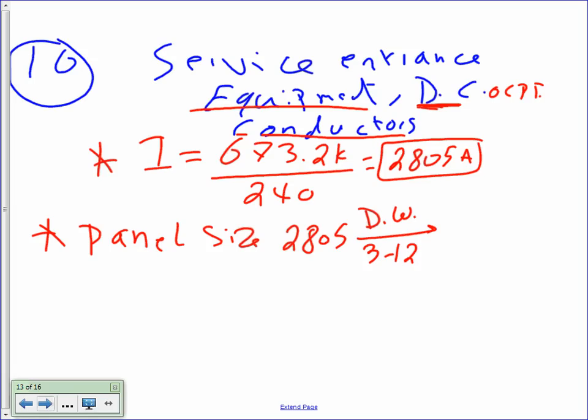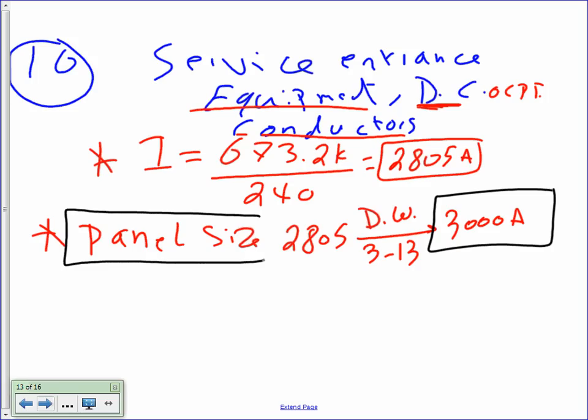Actually, you can't get it in 3-12. It has to be switchgear because panels go all the way up to 600. So we're going to go to switchgear design, and in switchgear design, it's a single phase. So what's my next standard? 2500. Everybody got that one? Right here should actually be 13, not 12. So I have to have a switchboard at single phase, my option is 2500, but no, you have 2805. 2500 is not going to make it. So you have to go to the next standard. What is it? 3000. So I have 3000 amp. That's the size of my panel.